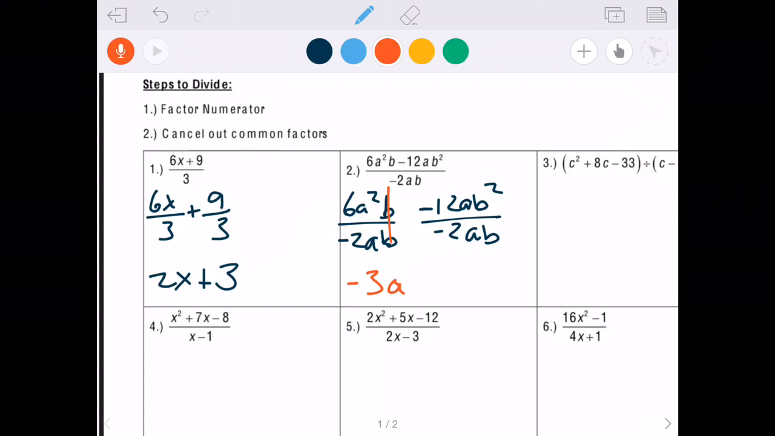Now we're moving on to the second part of the problem. Negative 12 divided by negative 2 is positive 6. The a's cancel, and we have 1b.